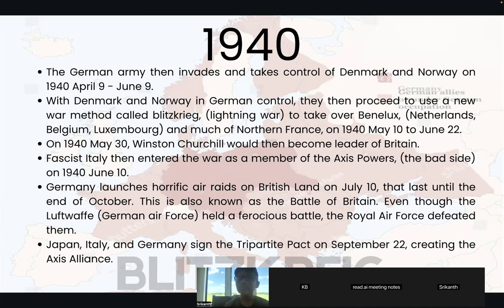Okay, so even though the German Air Force, aka the Luftwaffe, held a ferocious and strong battle, the Royal Air Force, aka the British Air Force, defeated them victoriously. And then Japan, Italy, and Germany signed the Tripartite Pact on September 22nd, creating the Axis Alliance. So this was basically the triangle of war. That's how I like to call it.